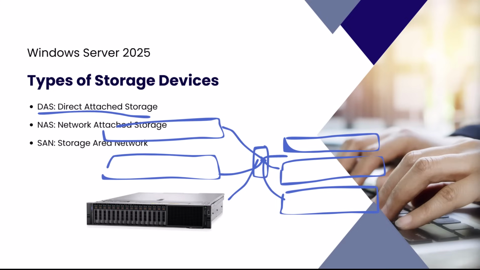So SAN is an enterprise grade solution. It connects storage devices over a high speed network, often using fiber channel, or it can be using iSCSI to provide block level storage. That exactly looks like a local disk to your server. Let's assume that you created a C drive here, then the D drive can be from this storage area network and it can be consumed as your local disk.